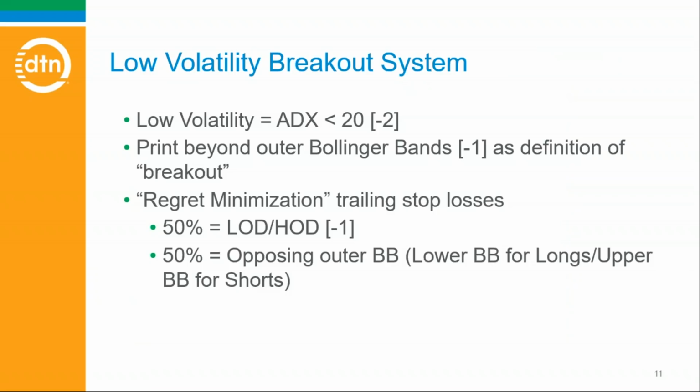So here again, we have the low volatility breakout system. Low volatility is defined as ADX from 2 days prior, giving us a reading below 20. And remember, it's a 10-day ADX. And then a print beyond the outer band, offset 1, yesterday's outer band, is defining the breakout. And then we'll use the regret minimization trailing stop losses, 50% at the low of day, high of day, and the 50% at the opposing outer bands.